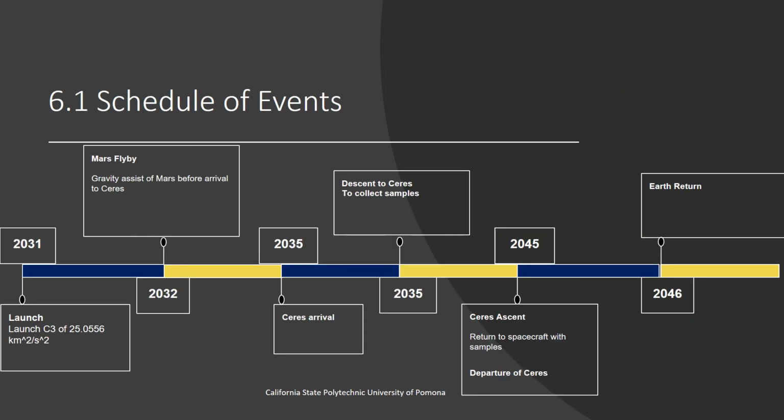Earth departure shall occur in the year 2031. We'll have a Mars flyby in 2032, where it will then reach Ceres in 2035. A landing module will then land on the surface in 2035 with a retrieval of the module with samples in 2045. The spacecraft will then depart Ceres in 2045 and arrive back to Earth in 2046.